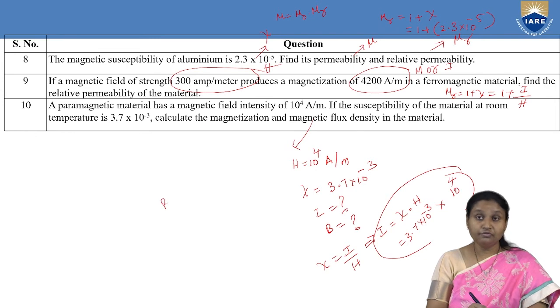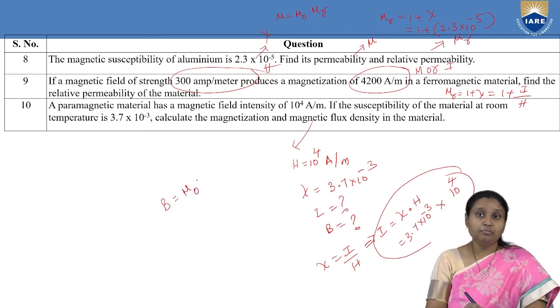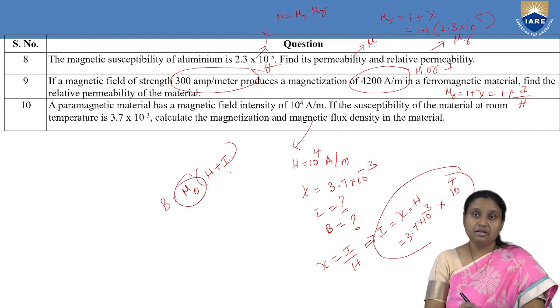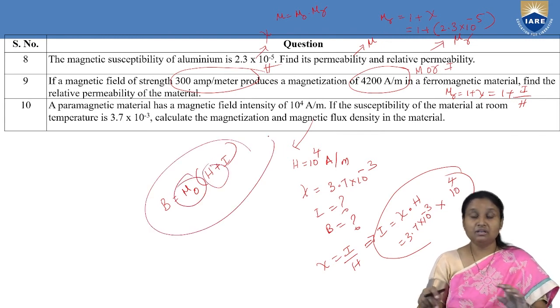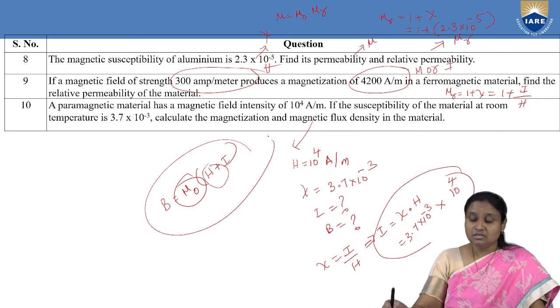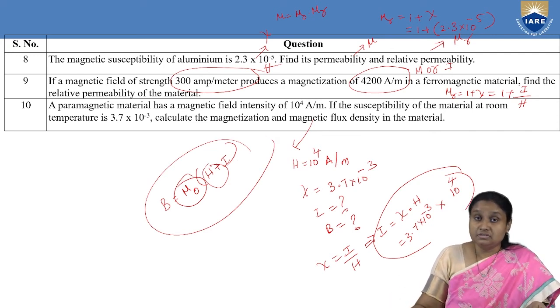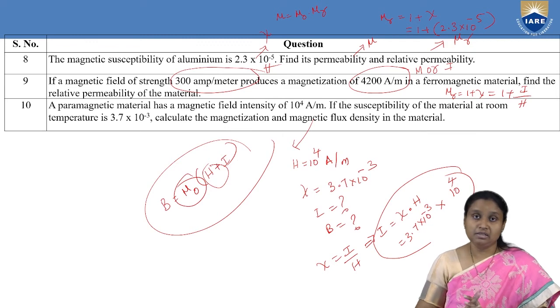And of course, in order to find B, what is the formula? Mu naught into H plus I. We know mu naught. And of course, H is given, and the I value we have calculated. So once we get it, we can express our B in Tesla. So these are the different expected questions related to dielectric and magnetic materials.